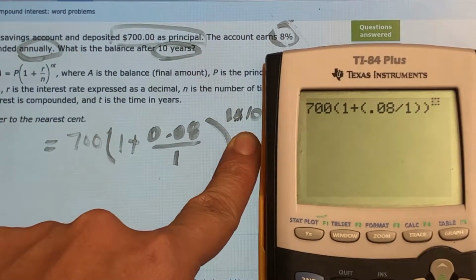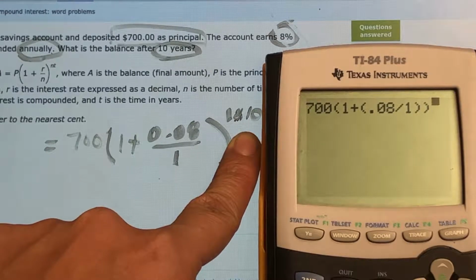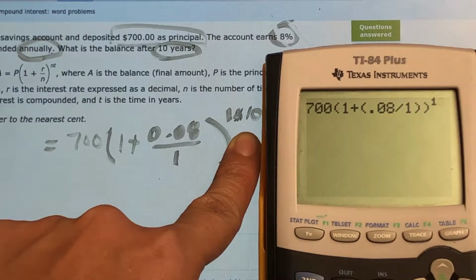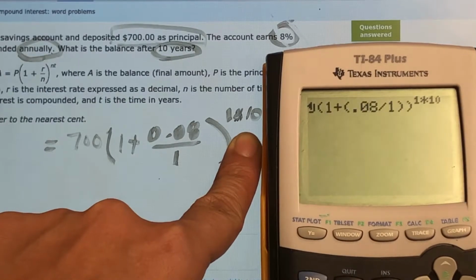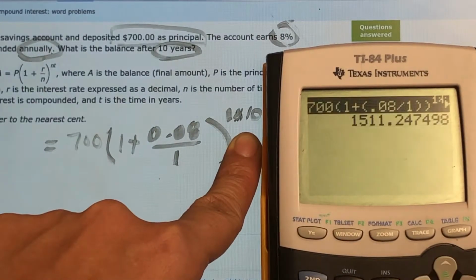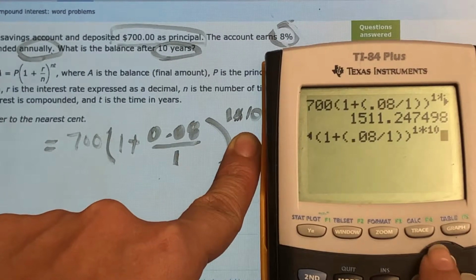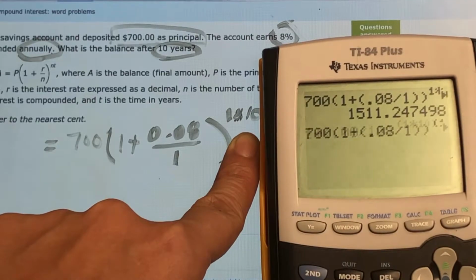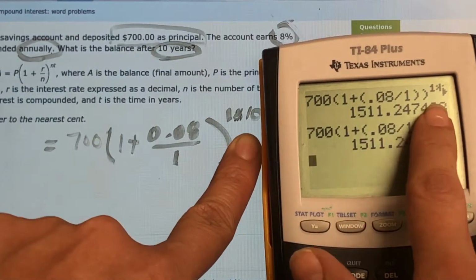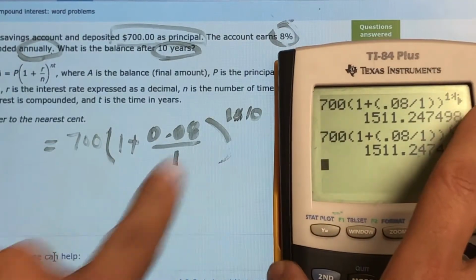And I don't think I have to put that one in parentheses. Okay, the first one I'm going to put it in parentheses. 1 times 10 is 10. I'm going to do it without and see if it changes things. So that's the answer I get. I'm going to press enter again, and then I'm going to do it with parentheses and see if it changes my answer. It does not. Okay, so I don't need to put this in parentheses, so that's okay.